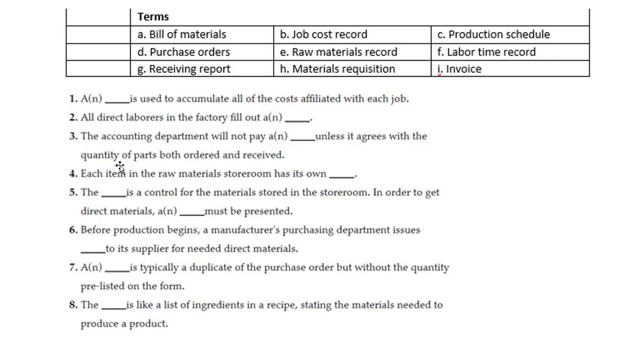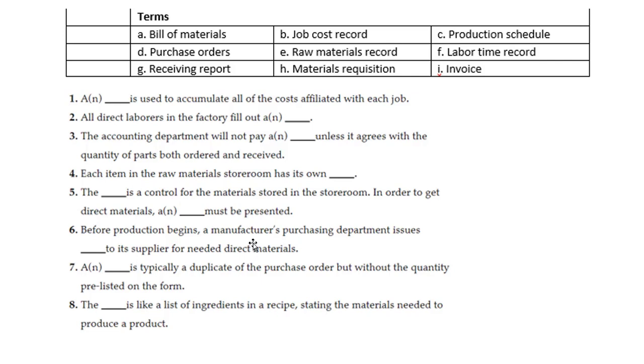unless it agrees with the quantity of parts both ordered and received. So they make sure that all those things tie out. Each item in the raw material storeroom has its own raw material record. The blank is a control for the materials stored in the storeroom. In order to get raw materials, a materials requisition has to be presented. The what control for the materials stored? Probably raw materials record is a control. In order to get direct materials, you use a material requisition. That's what I think.